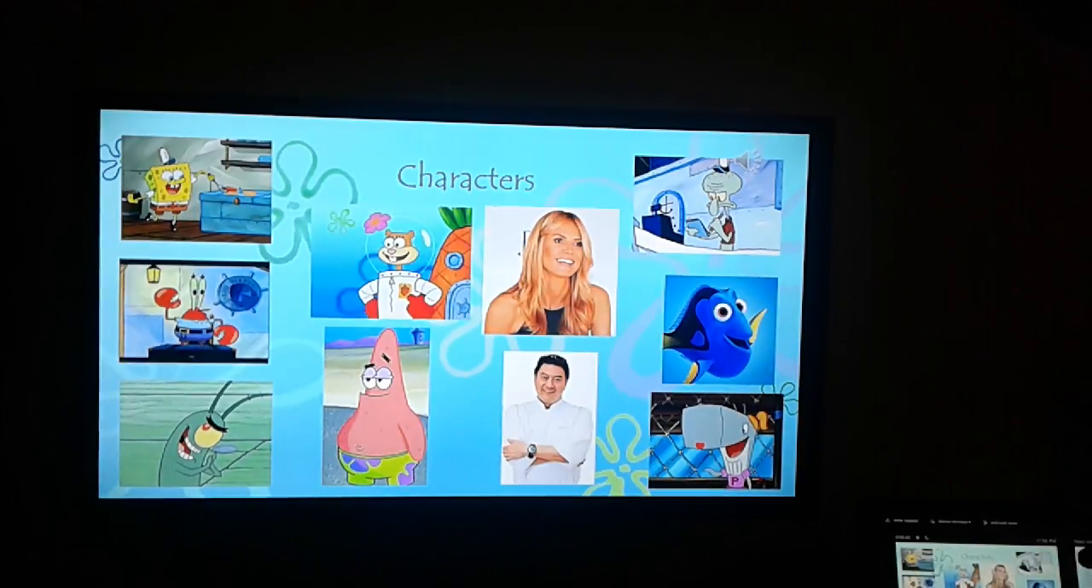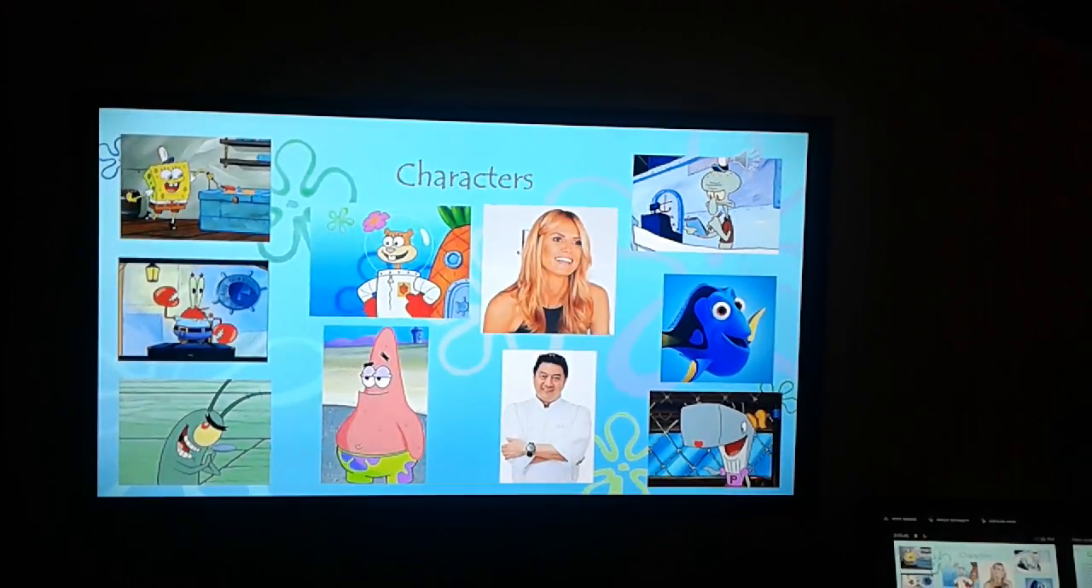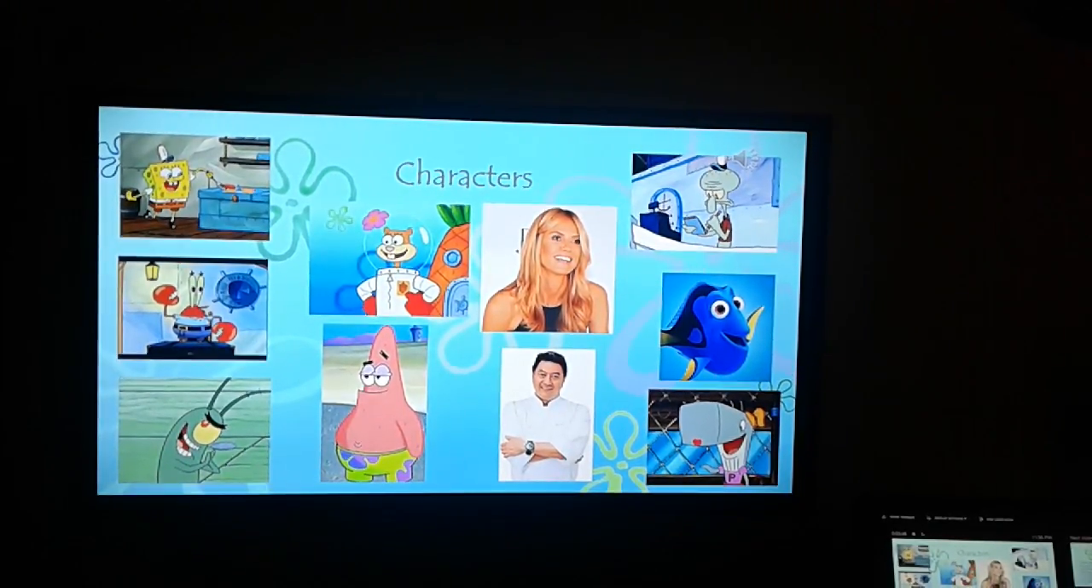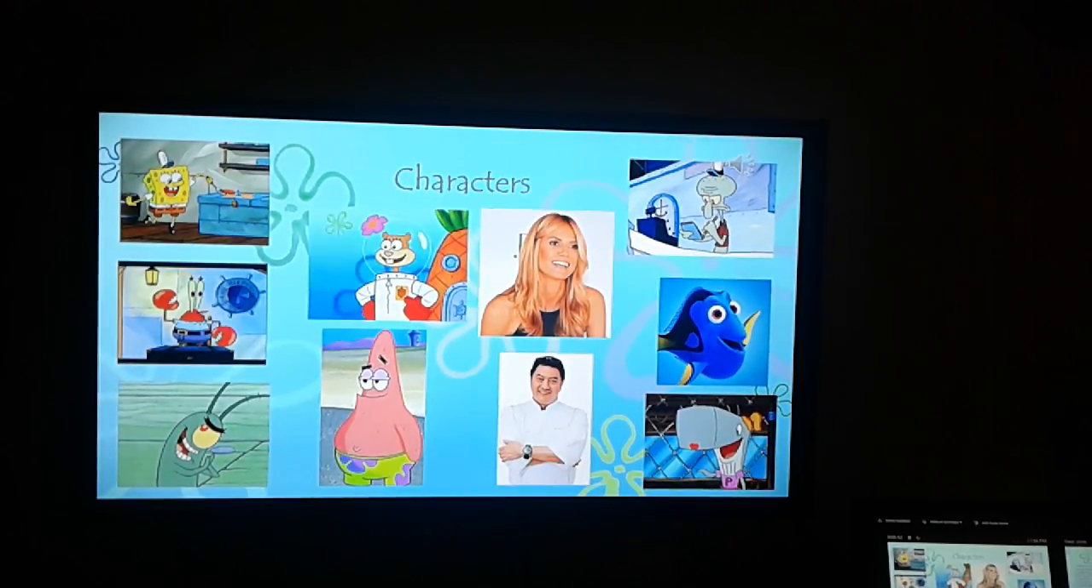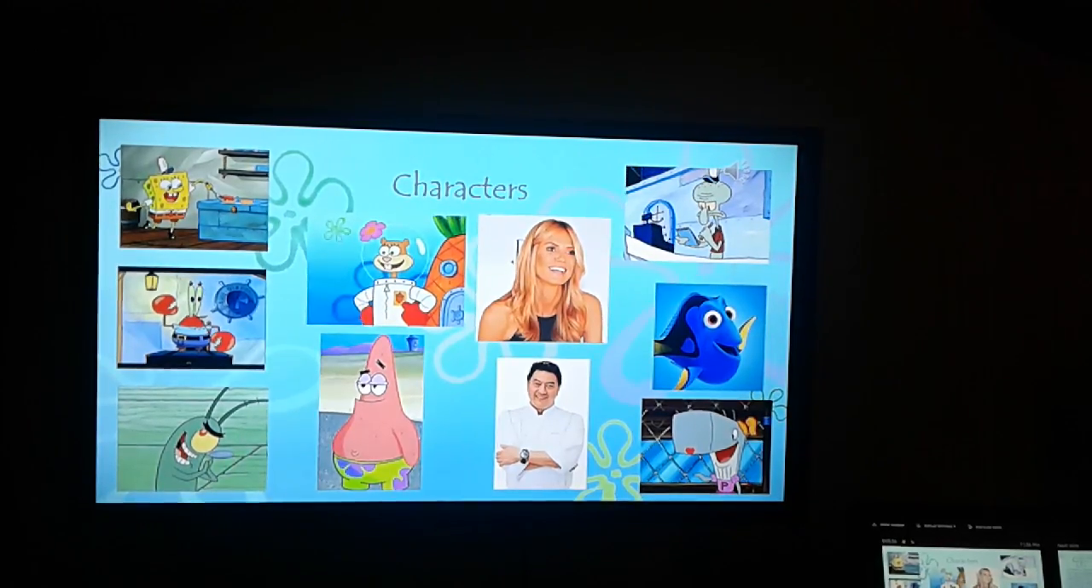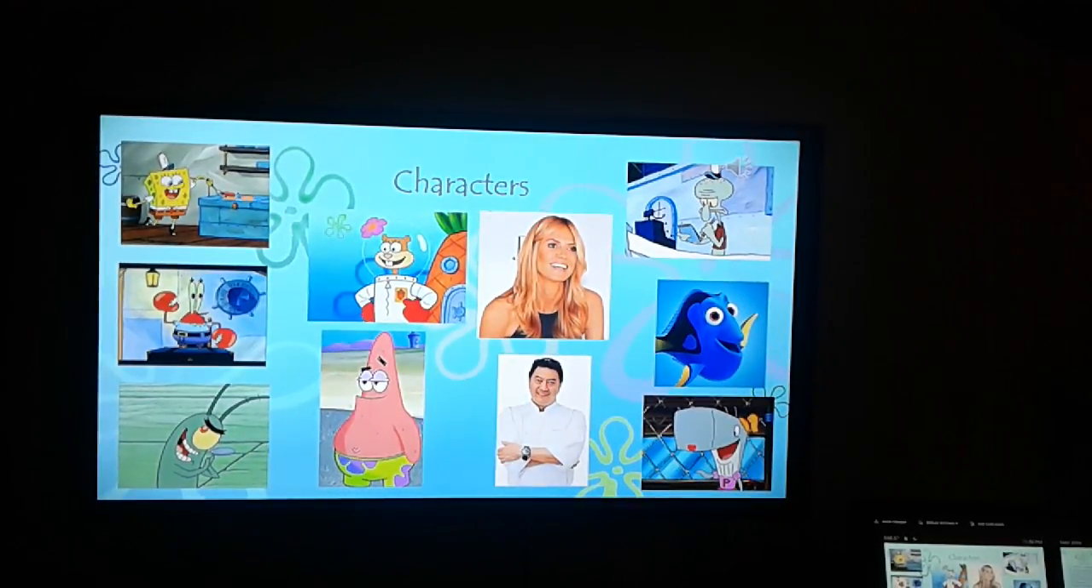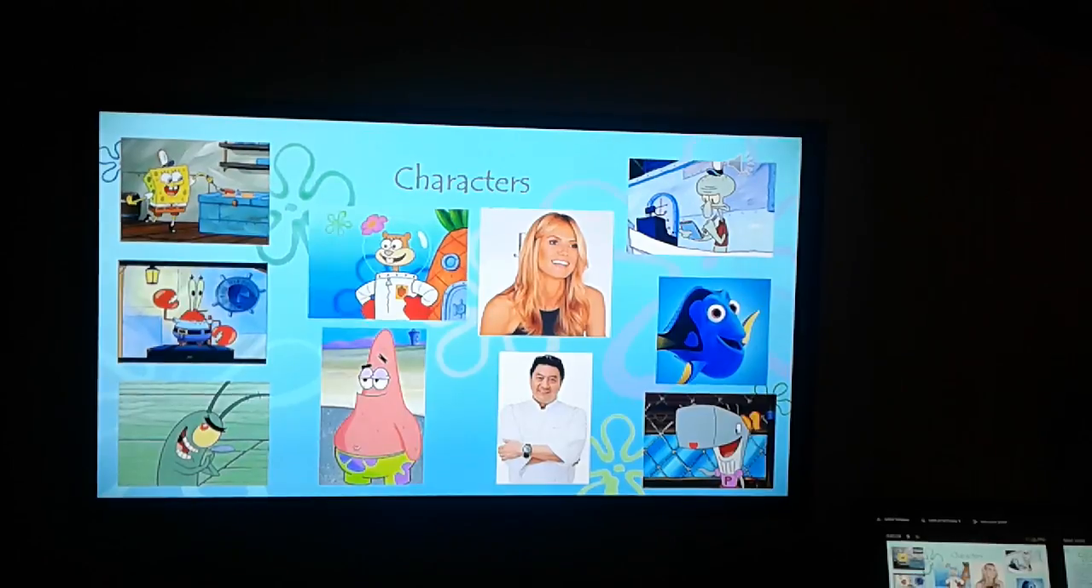Patrick is a starfish who plays the role of SpongeBob's best friend. He supports SpongeBob in his daily life struggles. He doesn't have a job, though. He wouldn't be an efficient employee because he doesn't know what he is doing, and it is implied that he isn't very smart. Next is Heidi Klum.